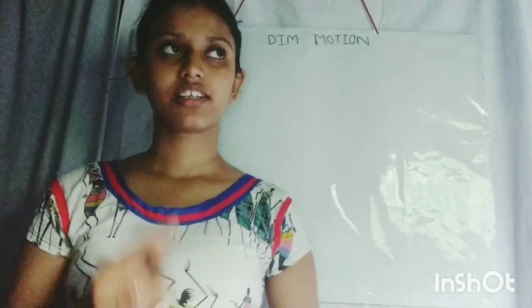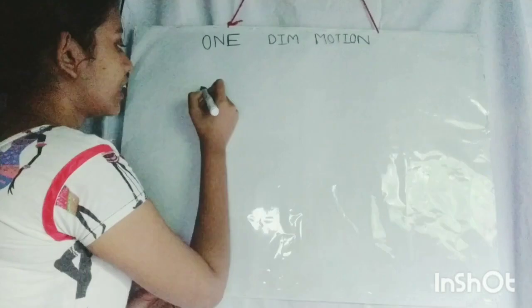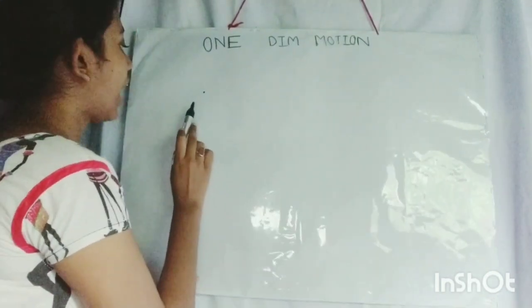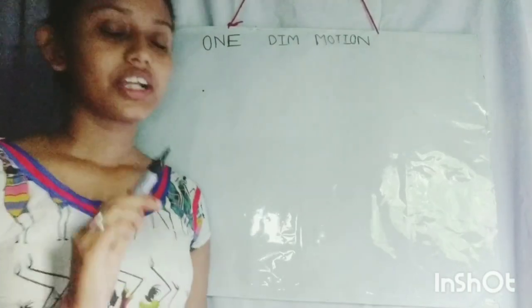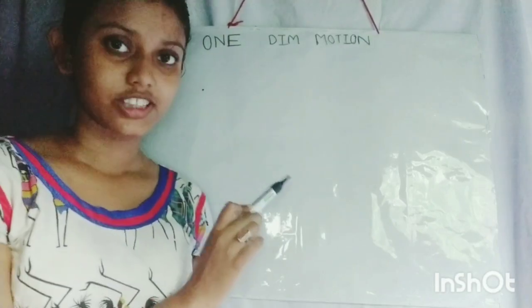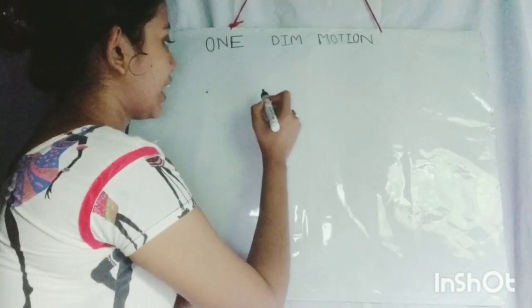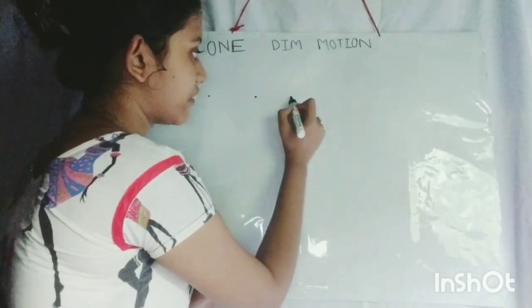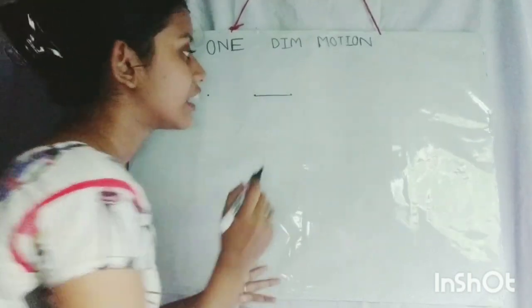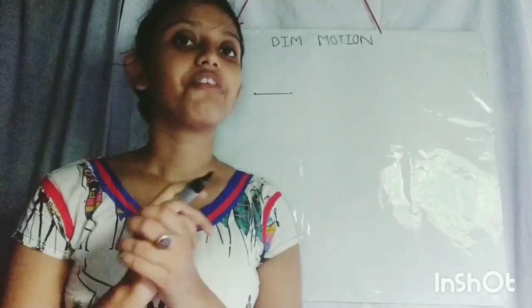Dimension means, look at it. This is a point, and the point defines the zero dimension. There is no length, no height, no width of the point, and this is called the zero dimension. And if I take two zero dimensions and join them, then I will get the one dimension.